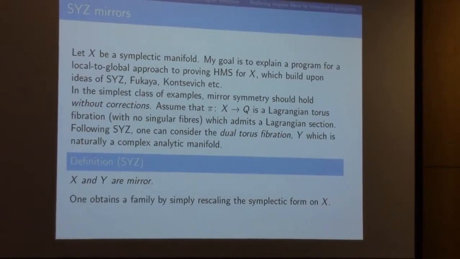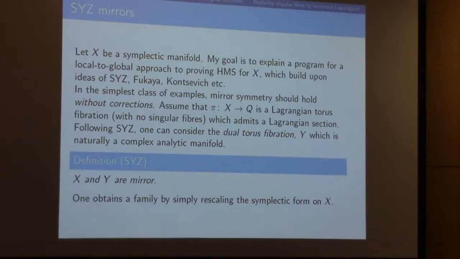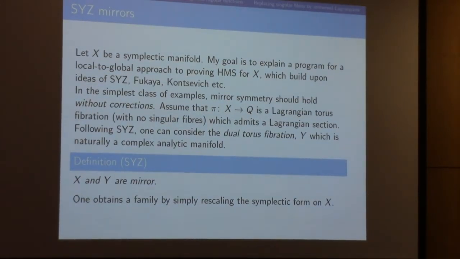Okay, let me start. So take the symplectic manifold, and as I said, we'll look at the Lagrangian torus fibration with no singular fibers, and let's assume for now that there's a Lagrangian section. And then Strominger, Yau and Zaslow in '96 constructed a complex manifold by taking the dual torus fibration. In fact, they studied this in general, but this is a special case where there's no difficulty, and you really produce a complex analytic manifold. We can just take this as a definition. X and Y are mirror if they're produced by this procedure.